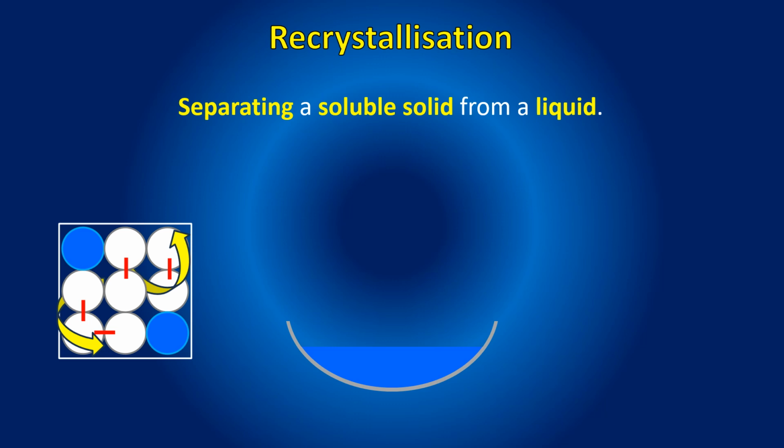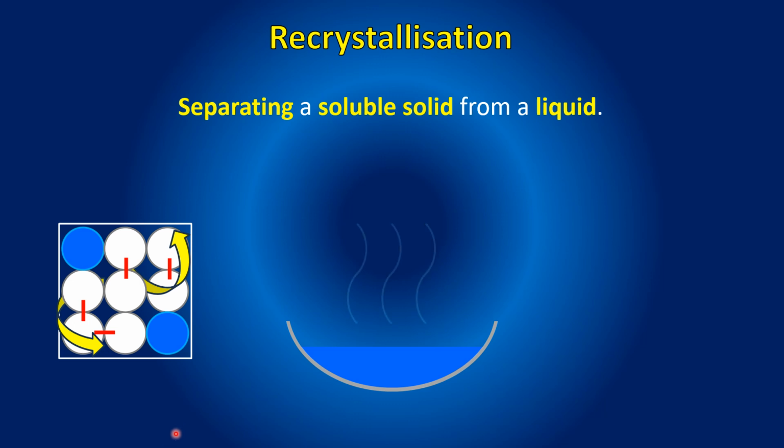Recrystallization is even easier because we're going to separate a soluble solid from a liquid. So in here, the one that they really ask you to think about is copper sulfate. So recrystallizing copper sulfate. In the evaporating dish at the moment, we've got a mixture of copper sulfate particles, which are blue, and then the water particles, which I've coloured in white.